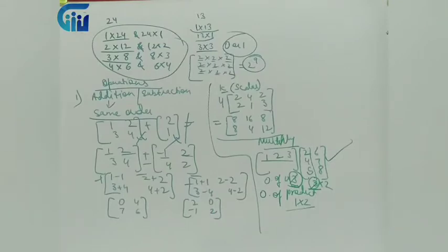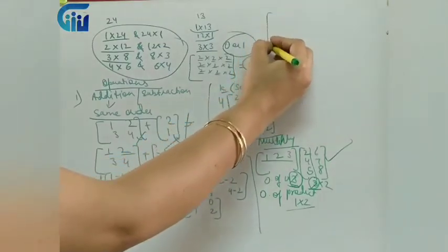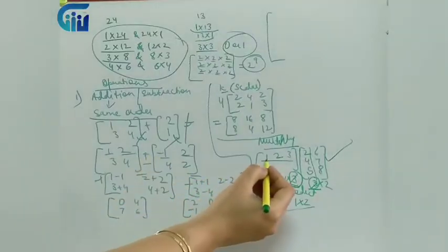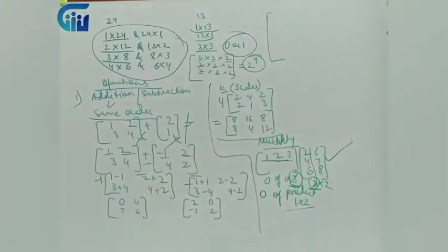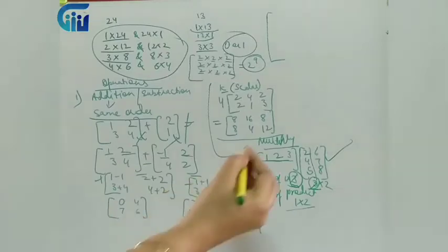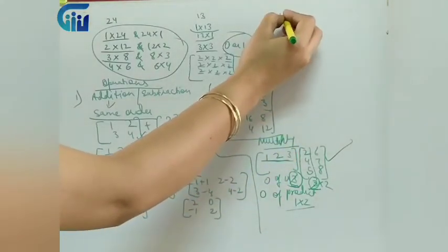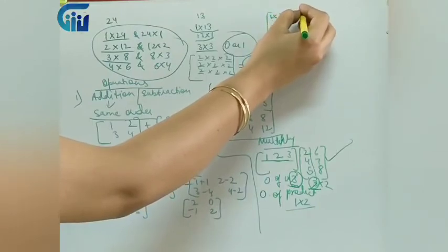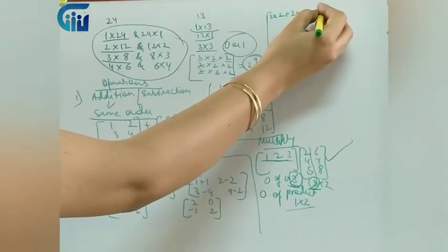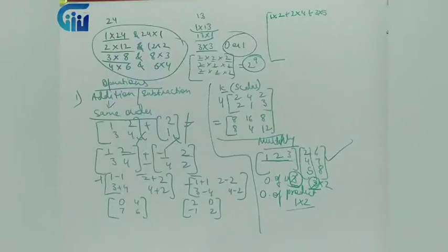Now let's see how we multiply. So I'll do it over here. We'll multiply the first row with the first column, corresponding element-wise, and putting a plus sign in between. So it is 1 into 2 plus 2 into 4 plus 3 into 5. That will become my first column.